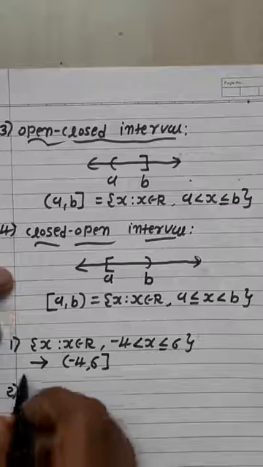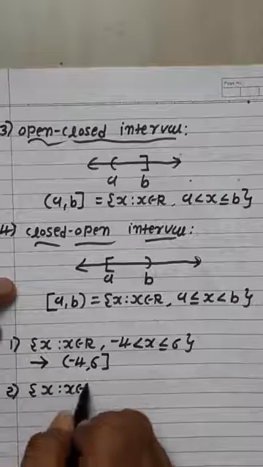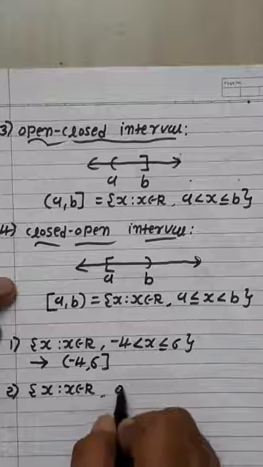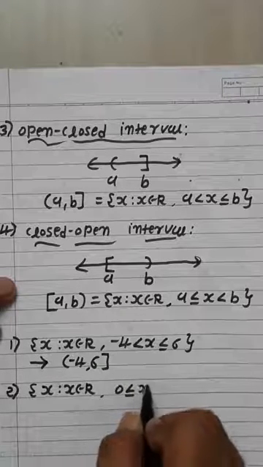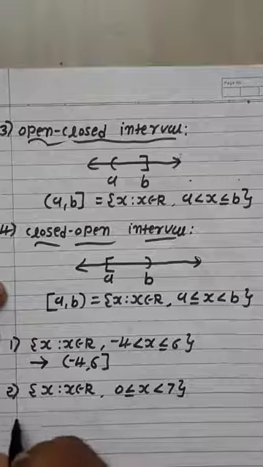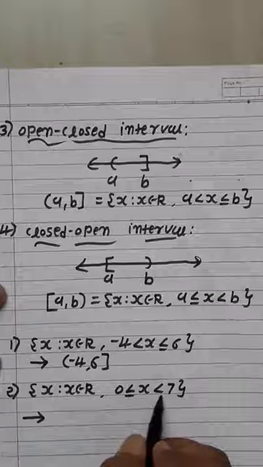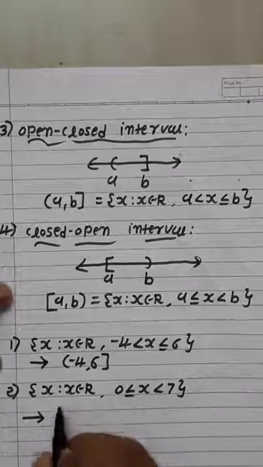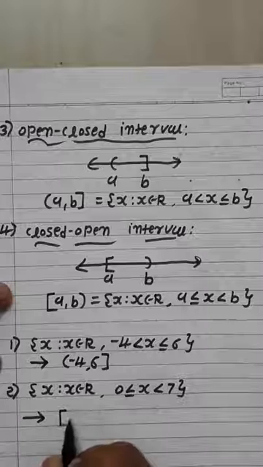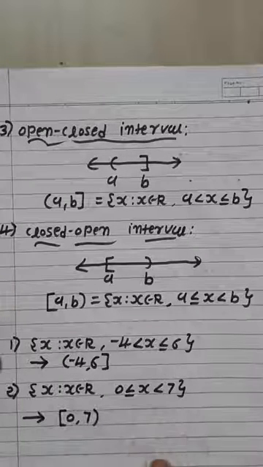Second one, set of x, where x belongs to R, 0 less than or equal to x less than 7, set over. Again here the less than or equal to form is present, and here the strictly less than form is present. So our answer is closed 0, open 7.